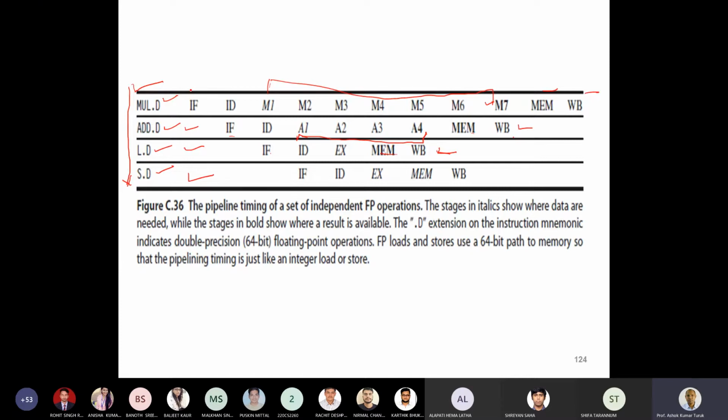Now if the order is changed, and here there is no dependency among these instructions, then there is no problem. But if they write to the same register, and there is out of order completion, then there is a problem, and we need to handle these problems.